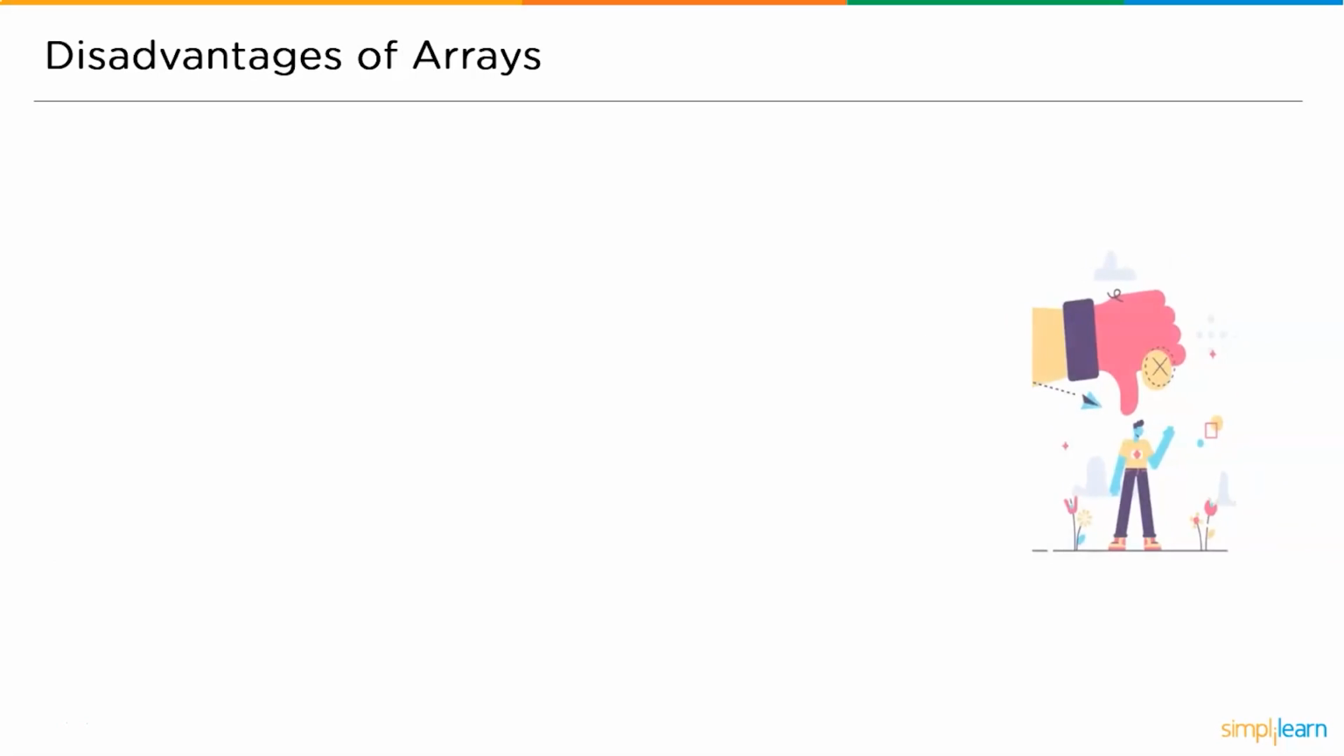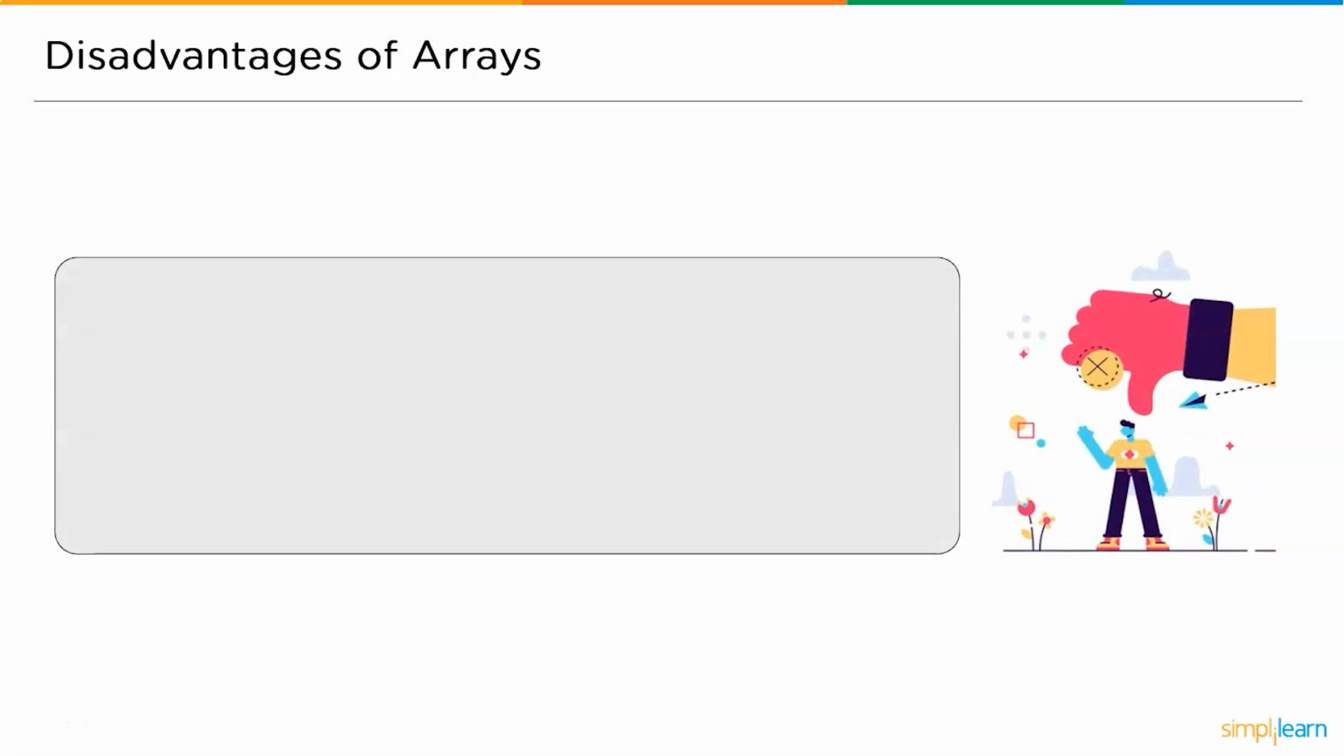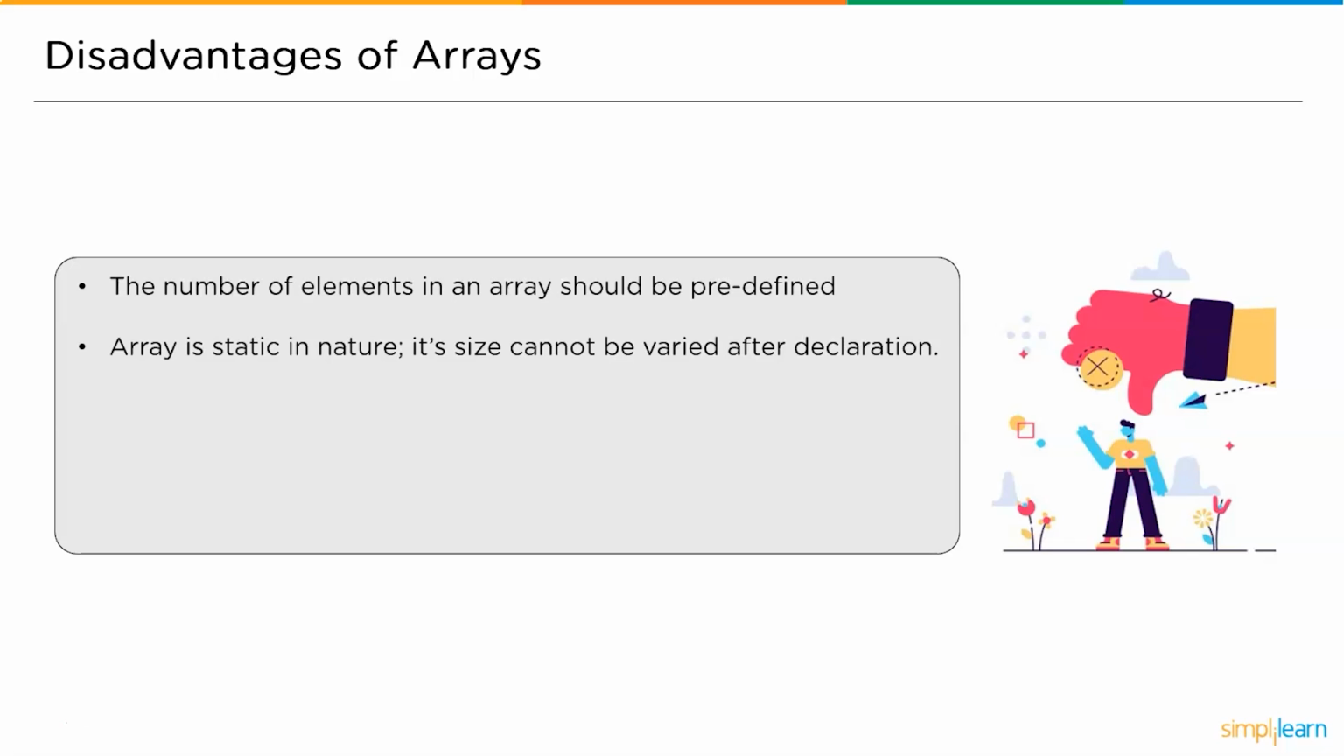Now let us also have a look on some of the disadvantages of using arrays. The first one, the number of elements in an array should be always predefined. So there is no chance that you can add some extra element in the last moment. Array is static in nature, so its size cannot be varied after declaration. What if, consider that you wanted to store 10 student data in one array and you end up having just 7 students. So the remaining 3 is a waste, right? So you are wasting memory there.